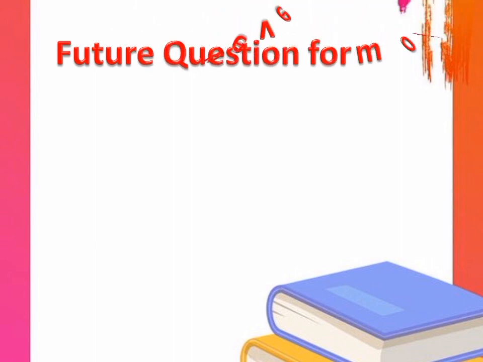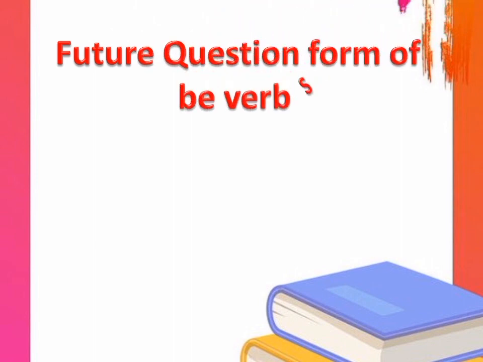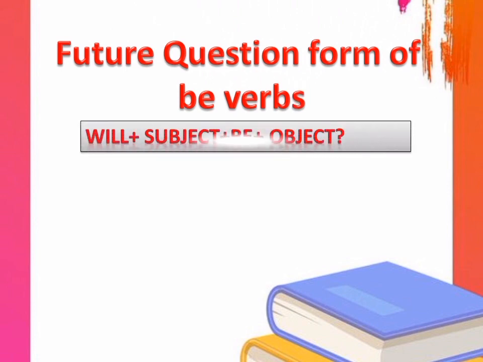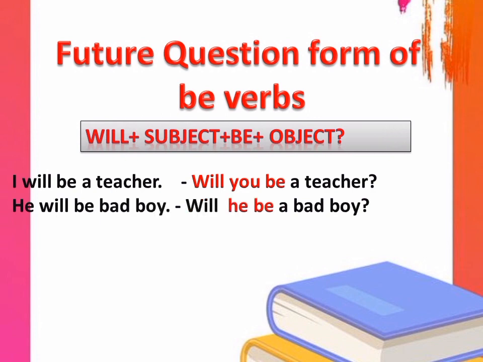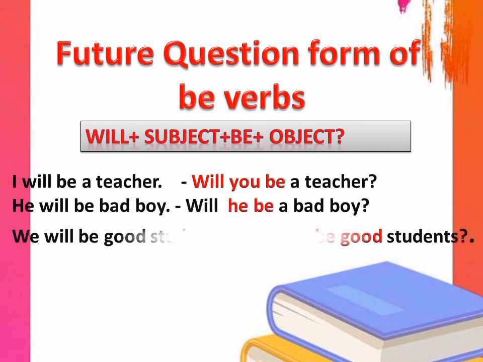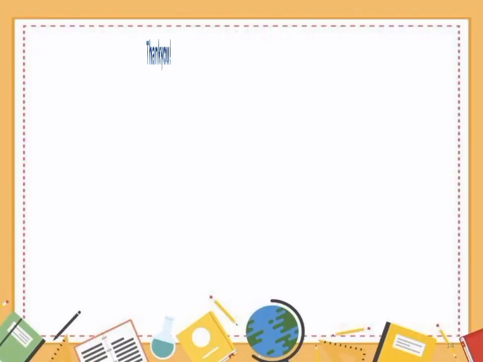Last, let's see the question form of future. The sentence structure is will plus subject plus be plus object. Let's see some examples. I will be a teacher. Will you be a teacher? He will be a bad boy. Will he be a bad boy? We will be good students. Will you be good students?